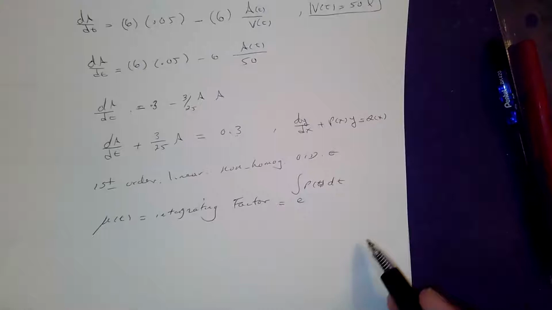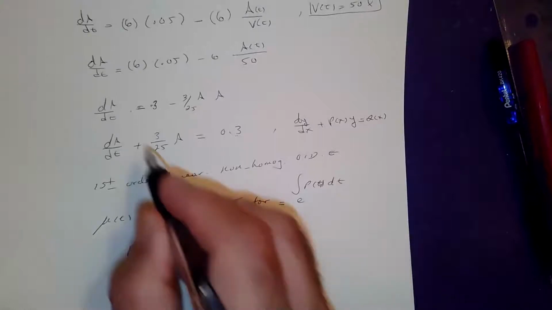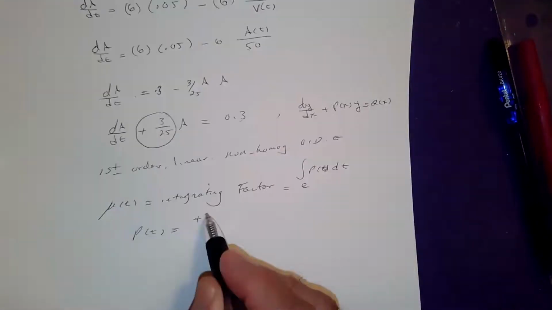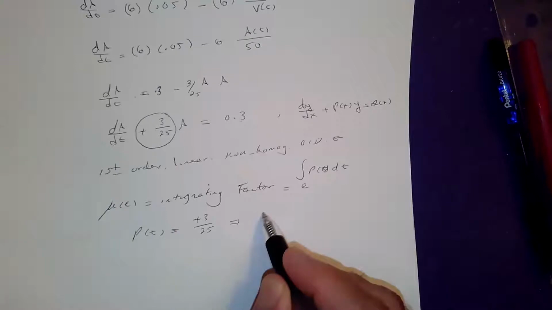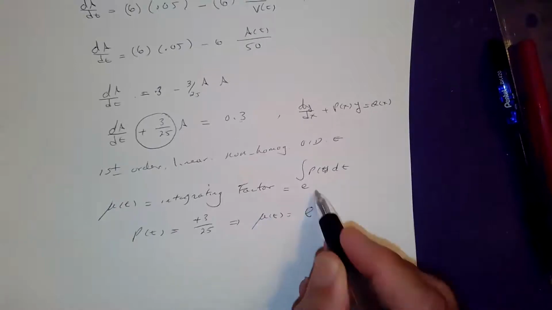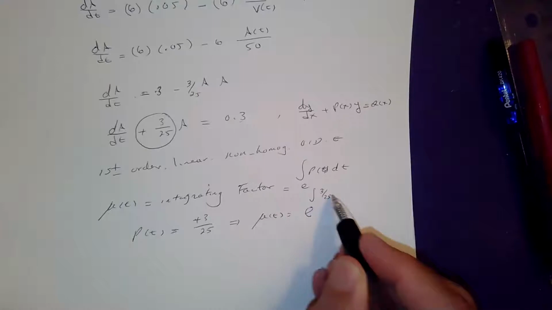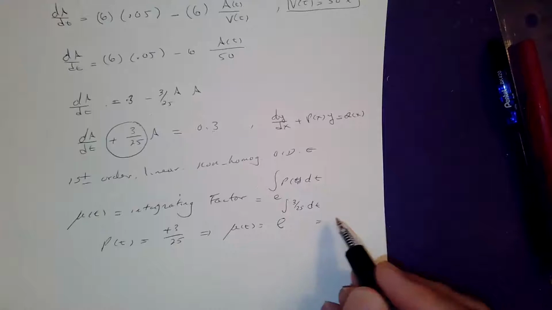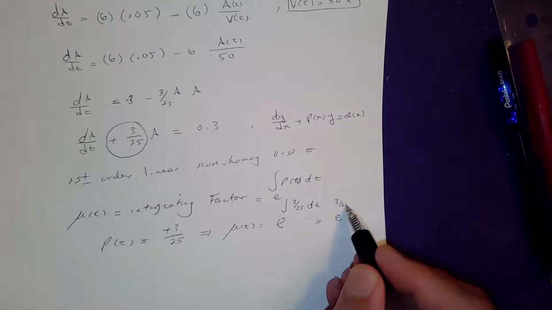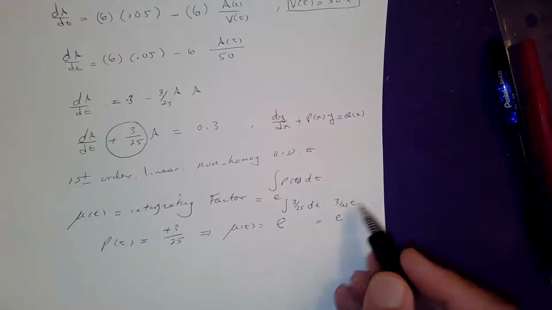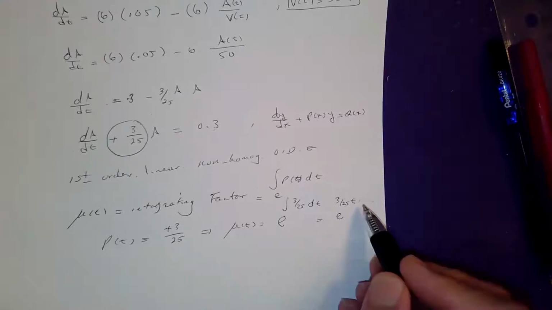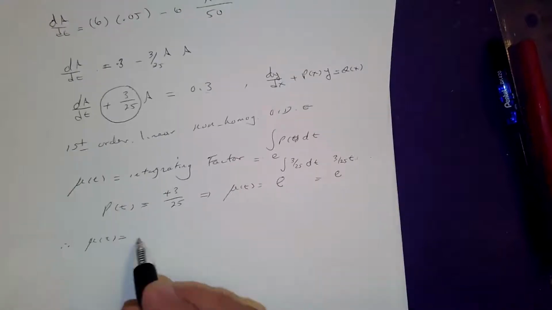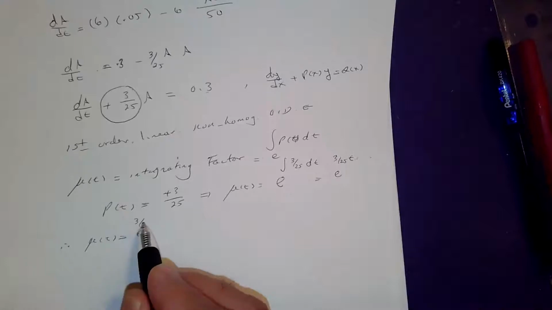So what is my P(t)? It's this function including the sign, so it's positive 3 over 25. Therefore, my integrating factor is e to the power of the antiderivative of 3 over 25 dt. This is the same as e to the power of 3/25 t plus c. But because I need only one integrating factor, I'm going to let that c be equal to 0. The bottom line is the integrating factor is e to the power of 3/25 t.